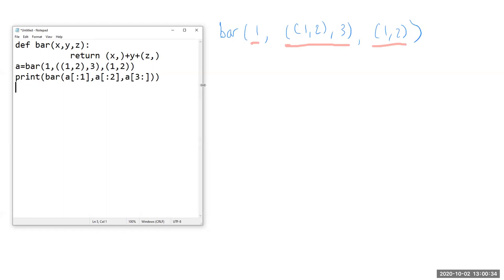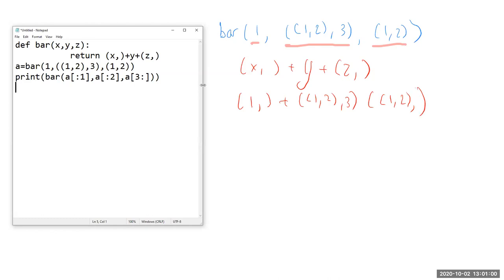So bar returns x plus y plus z. Now we'll replace x first, which is 1, plus y is this, and z is this thing. So this is z, this is y, this is x, which is correct. When we combine them together, it should be 1, 1, 2, 3, 1, 2. This should be the value of a.